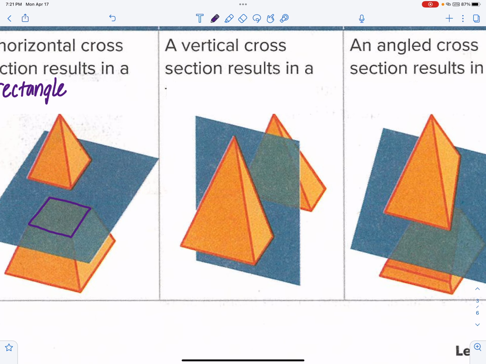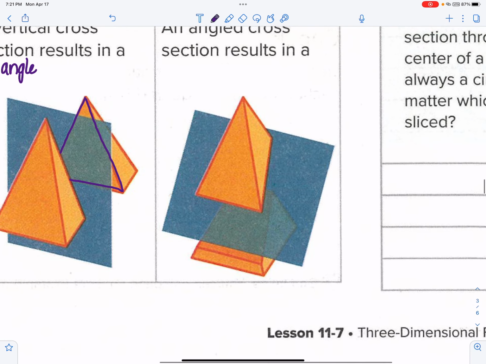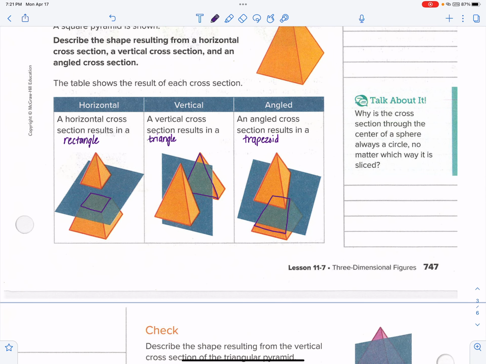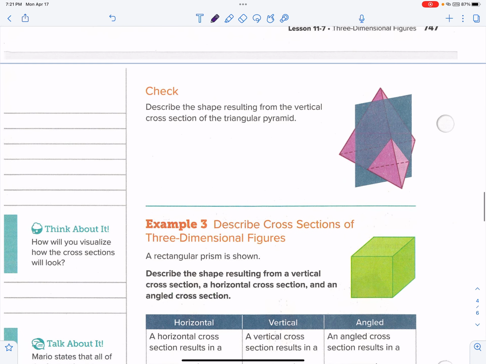The next one, let's look at this cross section. Sometimes you're not going to see it. You're going to have to think and visualize it. If you said triangle, you would be correct. And then this last one, look at the shape that it makes. I'm going to visualize through here. What shape did that make? If you said a trapezoid, you would be correct.